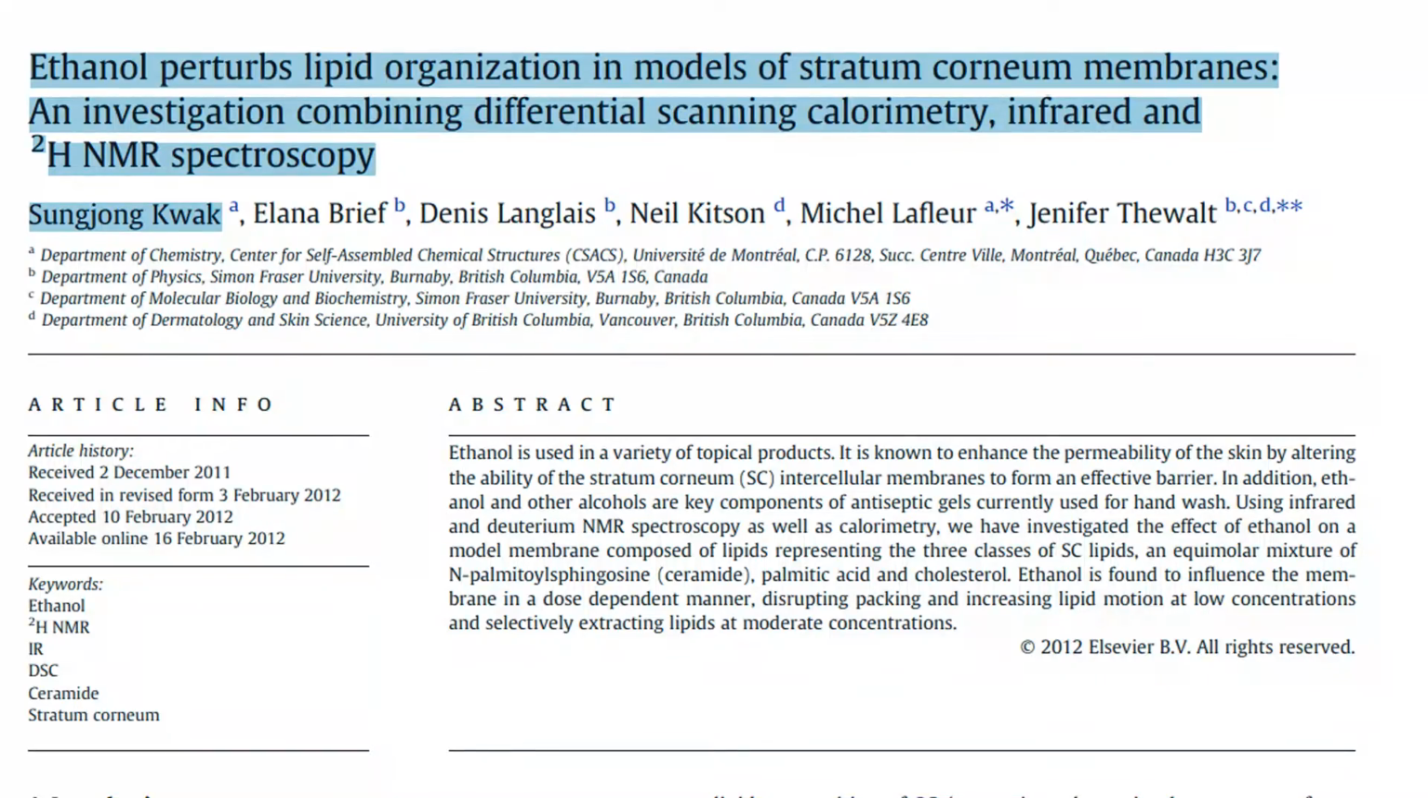In a study by Sungjong Kwak et al. in 2011, titled Ethanol Perturbs Lipid Organization in Models of Stratum Corneum Membranes, an investigation combining differential scanning calorimetry, infrared and NMR spectroscopy, the team built a model of the outer layer of mammalian skin, also known as the stratum corneum. So this outer layer is probably our most vital layer for our skin. It provides the most essential barrier between our insides and the outside.